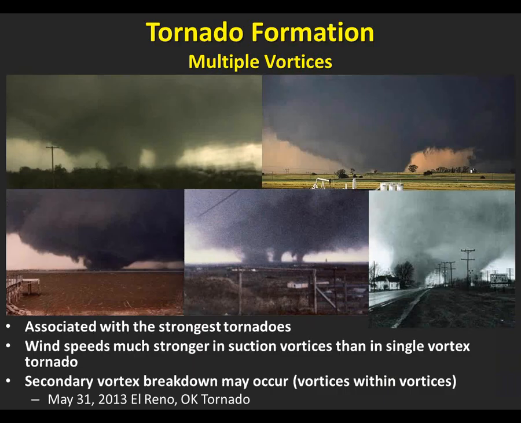So here's just a few pretty pictures of multiple vortex tornadoes. Some of them were pretty catastrophic, resulted in loss of life. So they're certainly something you don't want to mess around with. They tend to be a lot more common when you have low cloud bases and you have obviously very favorable tornado parameters in place.